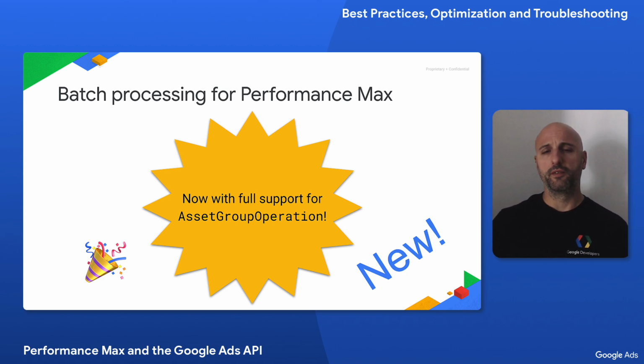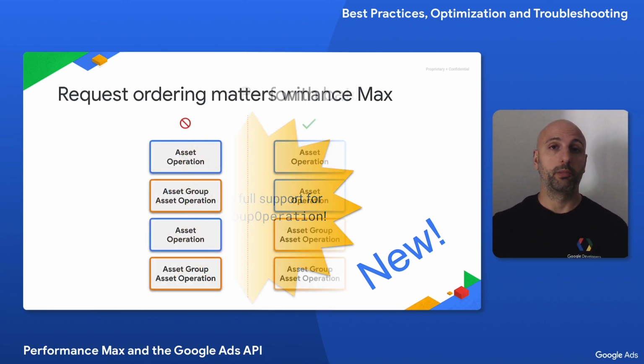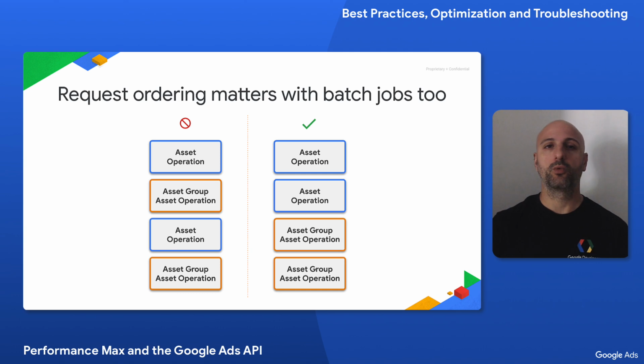Some of the rules that we've seen for mutate operations apply to the batch jobs in the same way. For instance, the order of operations is relevant exactly as it was for mutate operations, because the validation rules are the same. It doesn't matter whether you're creating asset groups and asset group assets with a GoogleAdsService.Mutate operation or with a batch job, you still need to order your mutate operations so that operations of the same types are close to each other and that the order of dependencies is respected.